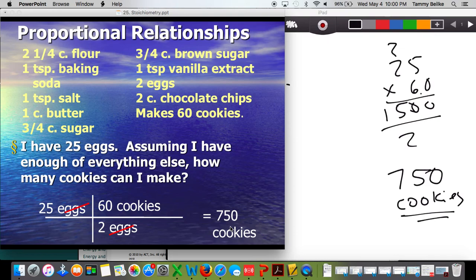My mother-in-law just made 44 dozen cookies. That's a lot of cookies. And so she had to go through this entire process. How many cookies or how much flour did she need to buy?